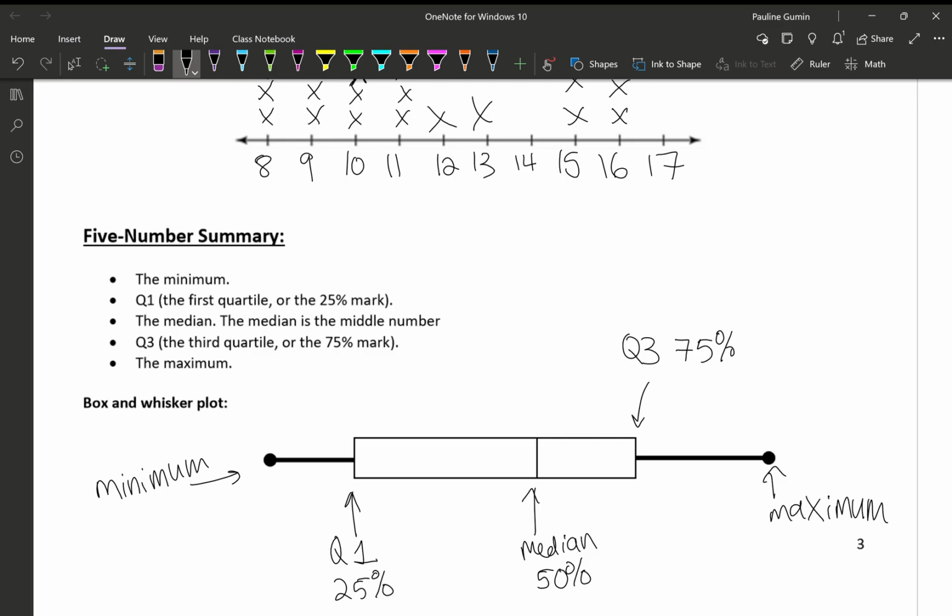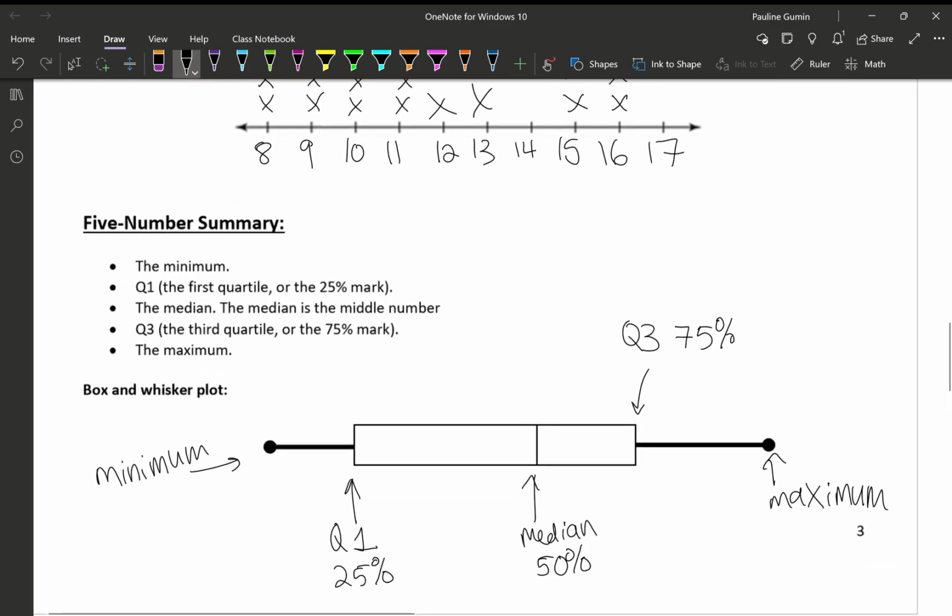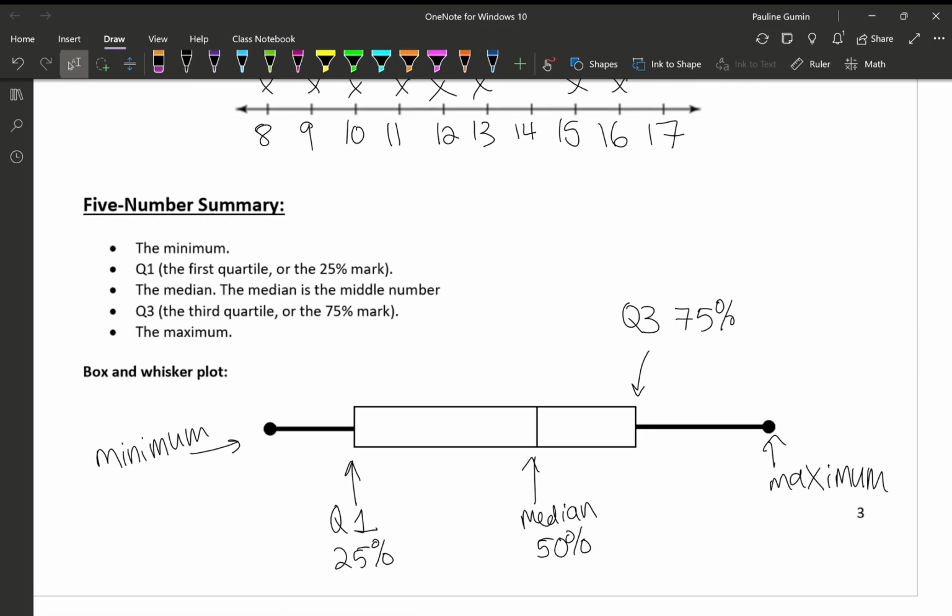So this does not represent how many numbers you have in each category. Like in the dot plot, it's not telling us that we have 3 8s, 4 9s, etc. It would say that 8's the smallest, 16's the highest, here's something in the middle, here's a quarter of the data. So it's organizing it in a very different way.